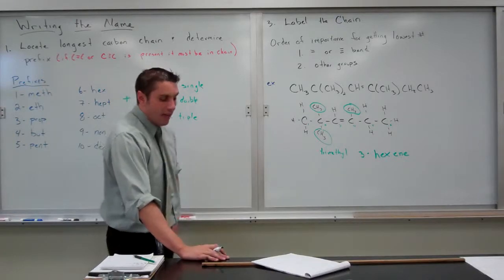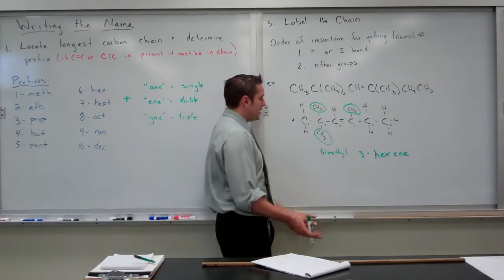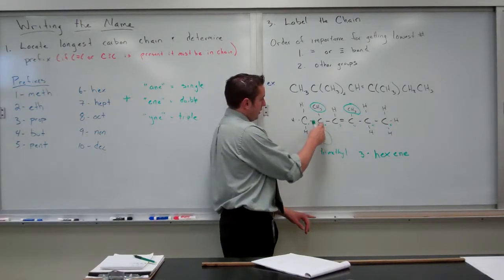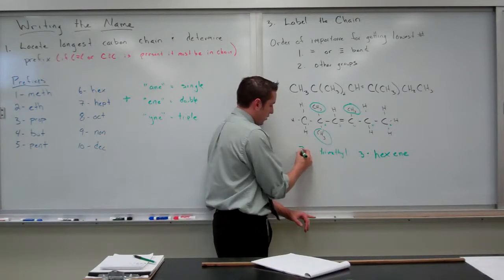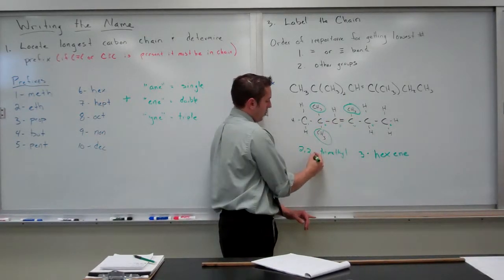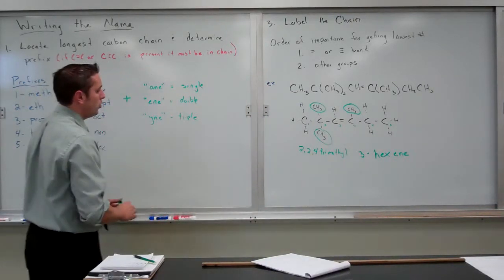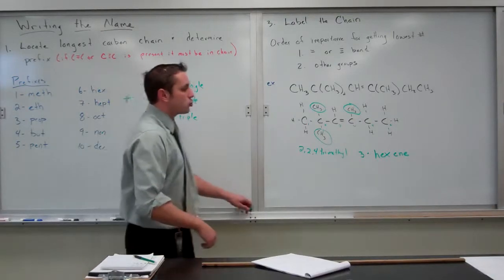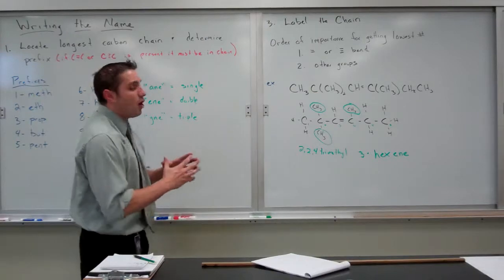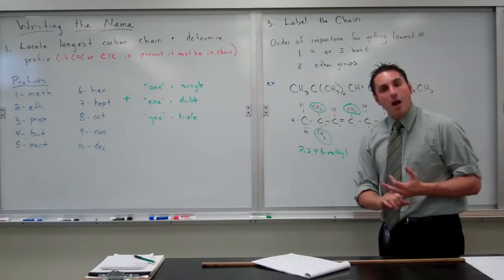And then I have to tell everybody where those methyls are. So according to this, I have on the second carbon 2 different methyls. So we will say 2, 2, and then the next methyl is off the fourth, 4. So the name for this would be 2,2,4-trimethyl-3-hexene. So it's all about just labeling your chain, identifying the groups, getting numbers on each.